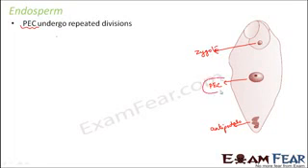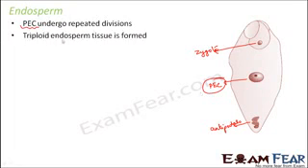Now this primary endosperm cell will undergo many more cell divisions, and it will form triploid endosperm tissue. So this was triploid, and this is also triploid, because these repeated divisions are not meiotic divisions, they are mitotic divisions. So the ploidy will remain the same, triploid will remain triploid. There will be no reduction in the number of chromosomes.